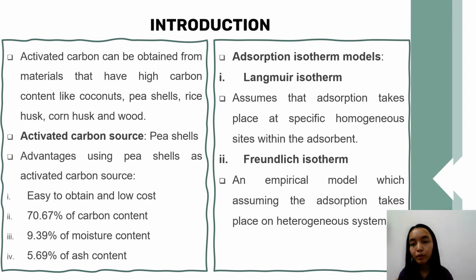And after preparing the activated carbon from the pea shell, the removal of methylene blue dye in the ecosystem will be further evaluated by using adsorption isotherm models, which are the Langmuir and Freundlich isotherm models. The Langmuir isotherm is assuming the adsorption takes place at a specific homogeneous site within the adsorbent. Meanwhile, the Freundlich isotherm is an empirical model which assumes the adsorption takes place on heterogeneous systems.